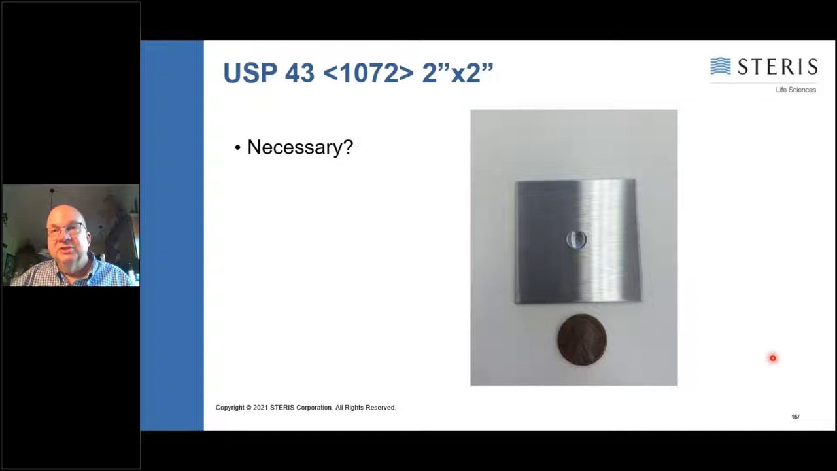I use the 2-inch by 2-inch, I inoculate it, and then it dries. You would need a black light to try and find out where exactly I inoculated that huge coupon. We even have some sites even using much larger coupons than this.